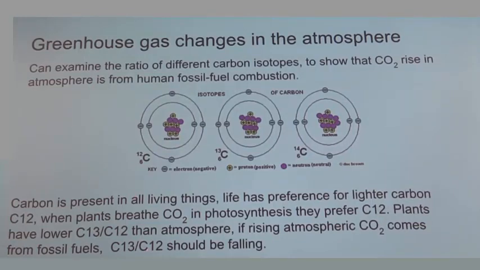So this ratio, if you're measuring C13 to C12 in the atmosphere, it should be falling as we're increasing fossil fuel combustion because we're putting more C12 into the atmosphere, because that's more in fossil fuels, the C12. Because like I said, the fossil fuels got there from existing life beforehand.